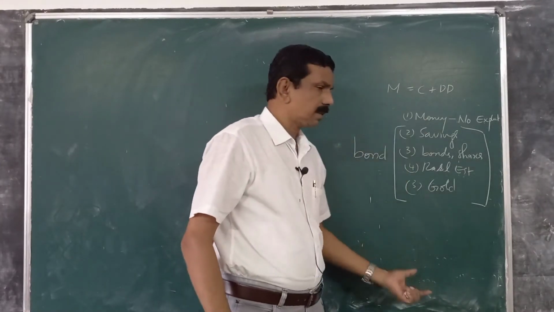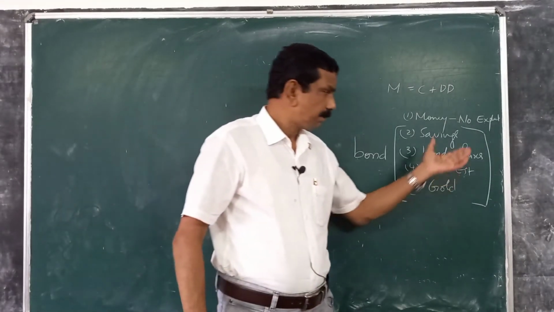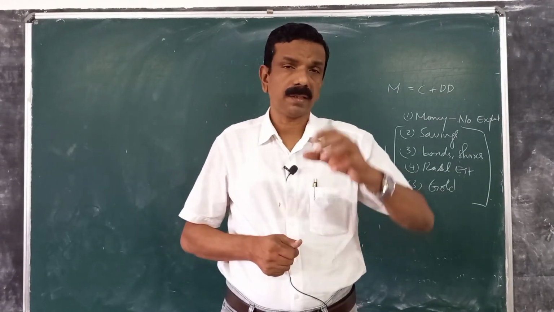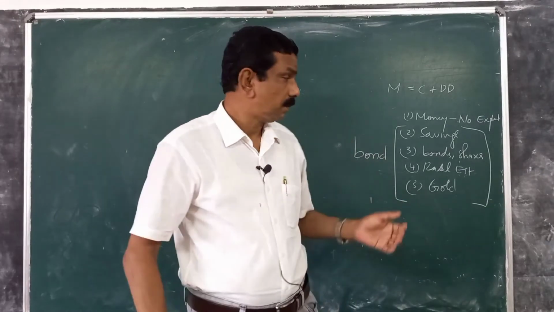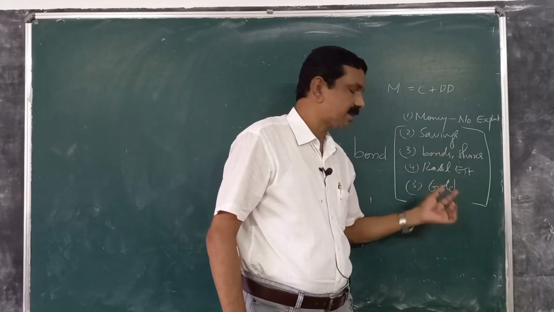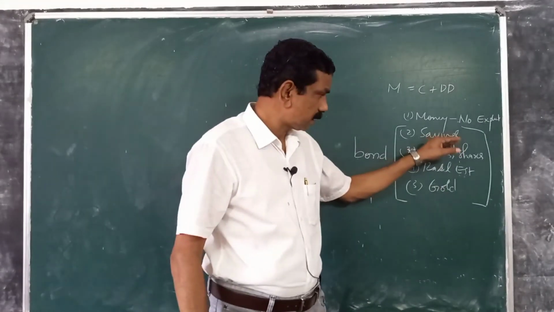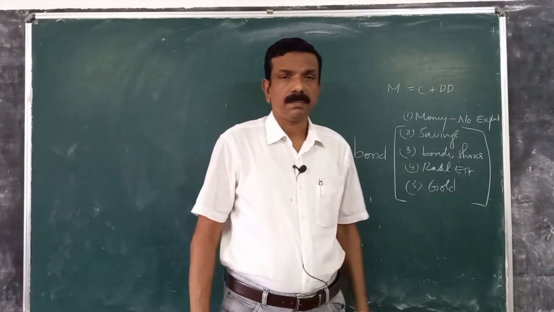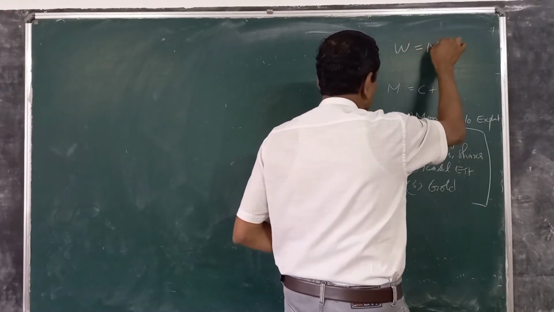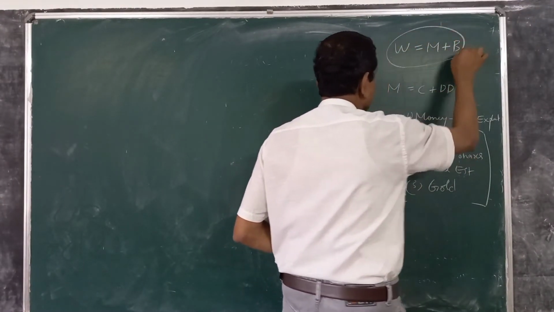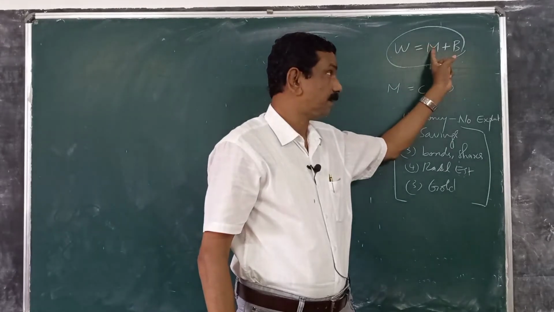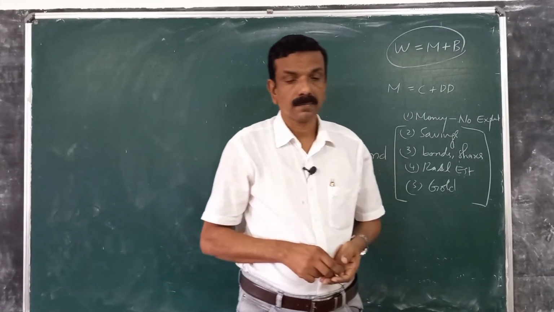So in our analysis, it is assumed that a person can keep his wealth either in the form of money or in the form of bond. Bond is used to represent all the interest bearing assets. W is equal to M plus B. Wealth is kept either in the form of money or in the form of bonds.